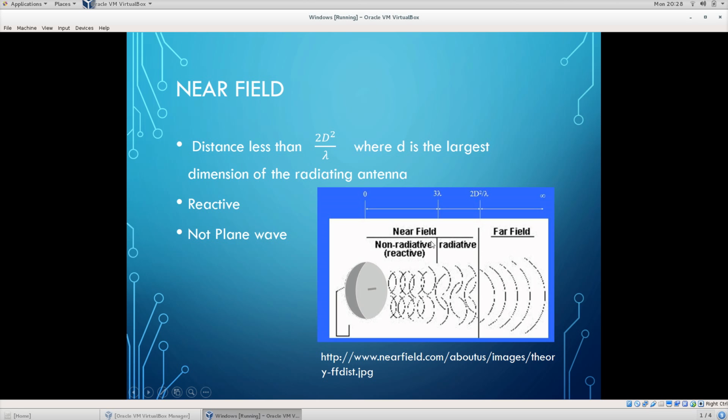Once you get to a point, a delineation called the radiative near field, this is where you can actually start making antenna measurements. This is often where you'll find near field probes taking their measurements of antennas. But we're not going to get into that because it has a little more complication, especially with the processing, than a standard far field system.